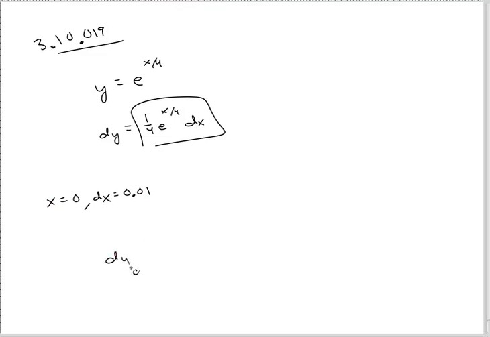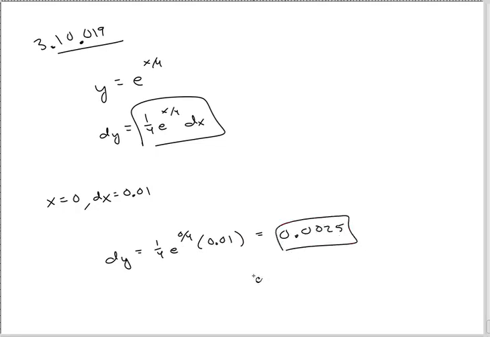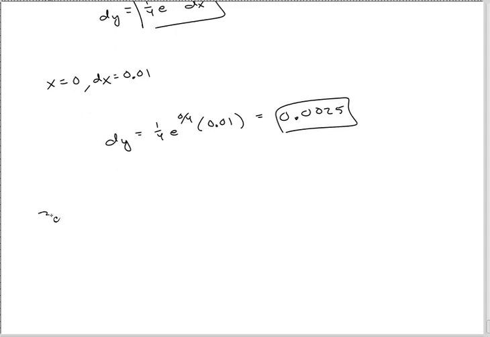And so then what's your dy? So yeah, guess what? You just plug them in. And so then we got e to the 0 is a 1, 1/4. 1/4 of that guy is going to be 0.025. And there we go. We plugged it in.